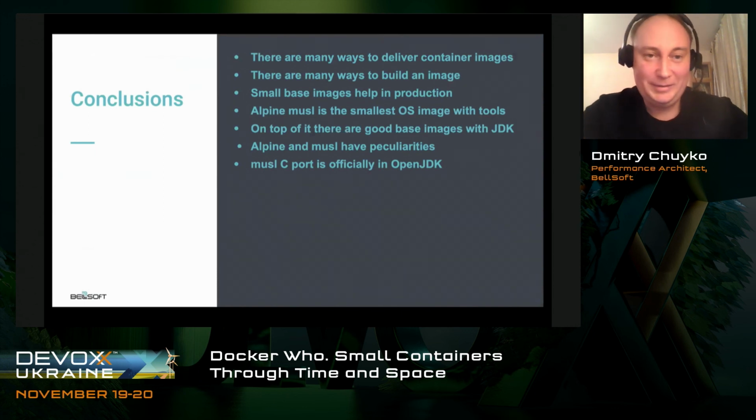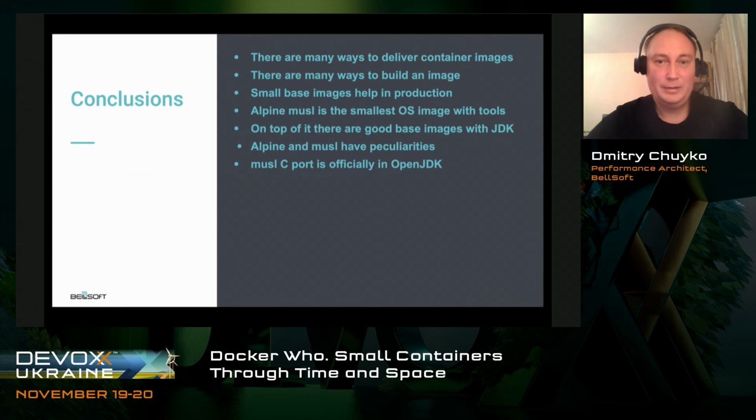So, as I said today, there are multiple optimization metrics and multiple ways to perform those optimizations. If we talk about size, there are different size reduction techniques and different base containers. Especially good here is Alpine Linux with musl C library, and now it is officially present in OpenJDK.